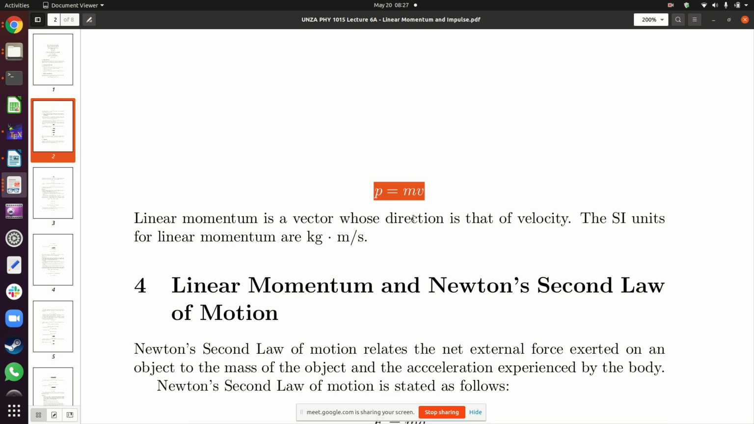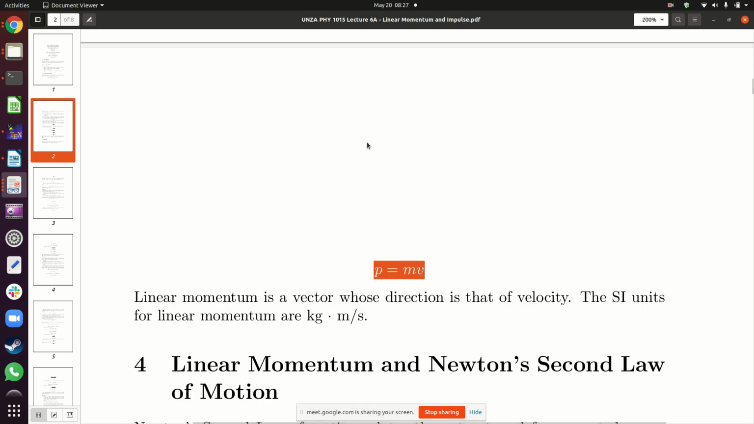Any questions so far on what we mean by linear momentum? Are we clear?